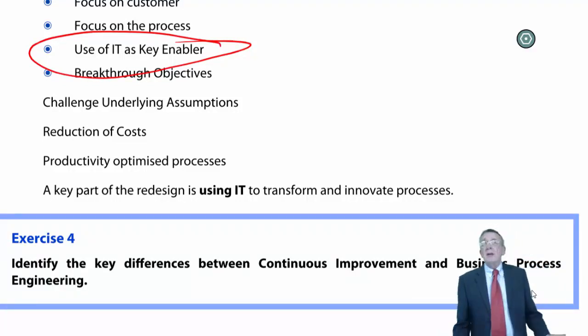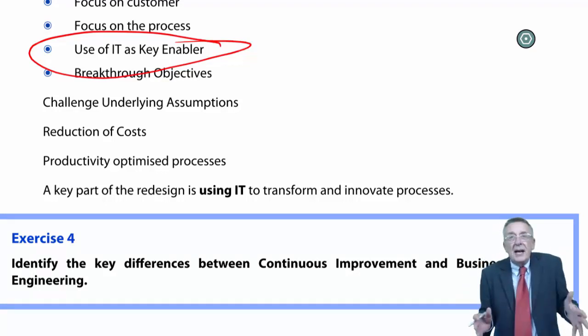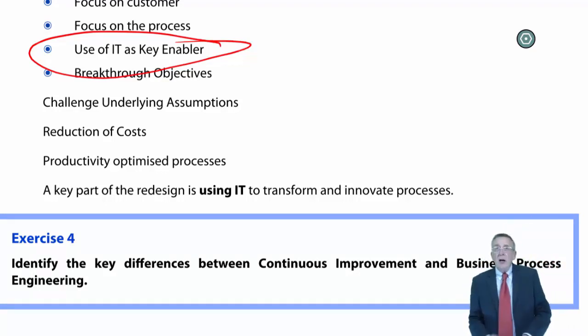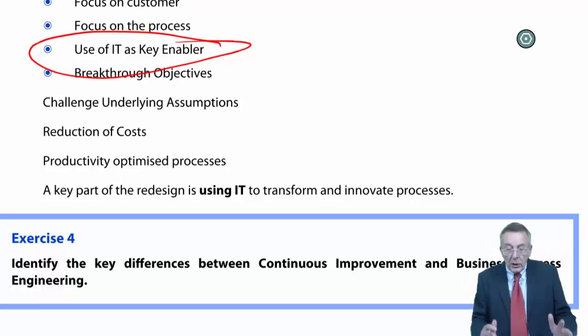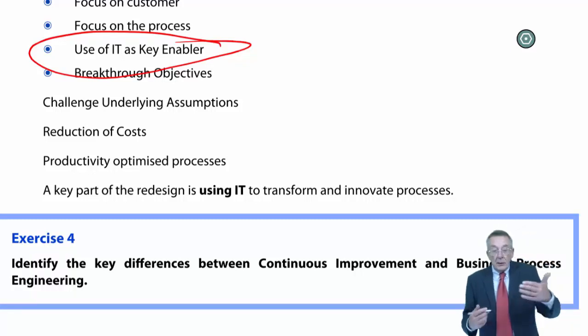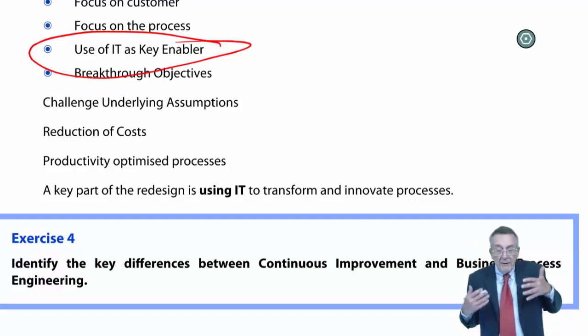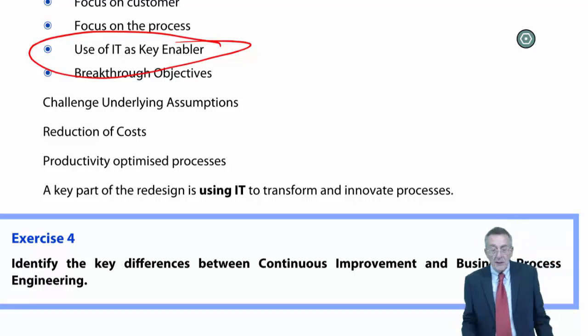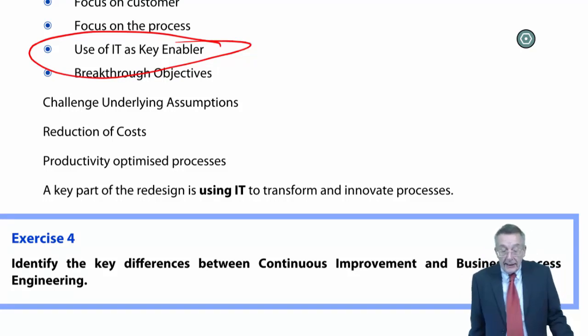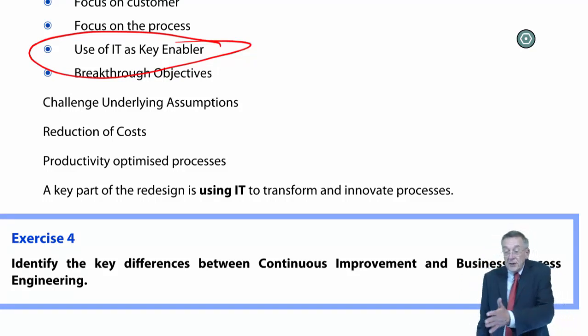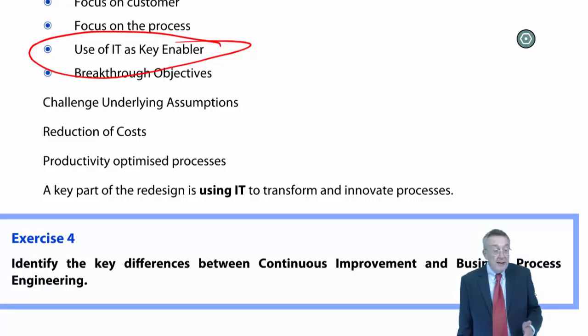And again, I think you've got zero-based budgeting, a bit after the same style. Relook at everything we do. How can we do it better? How can we improve the way we produce? How can we reduce costs? And so on. And exercise 4 says, identify the key differences between continuous improvement and business process re-engineering.